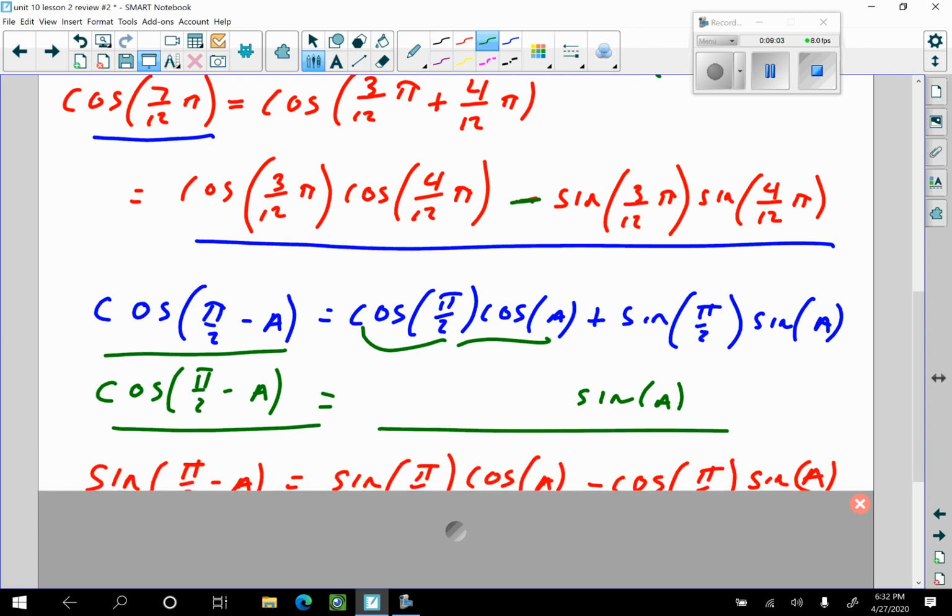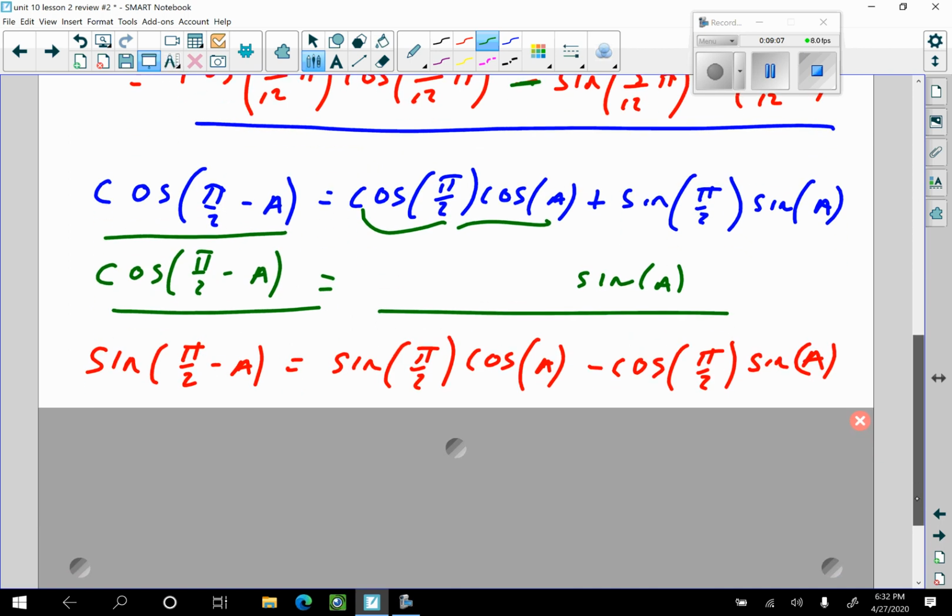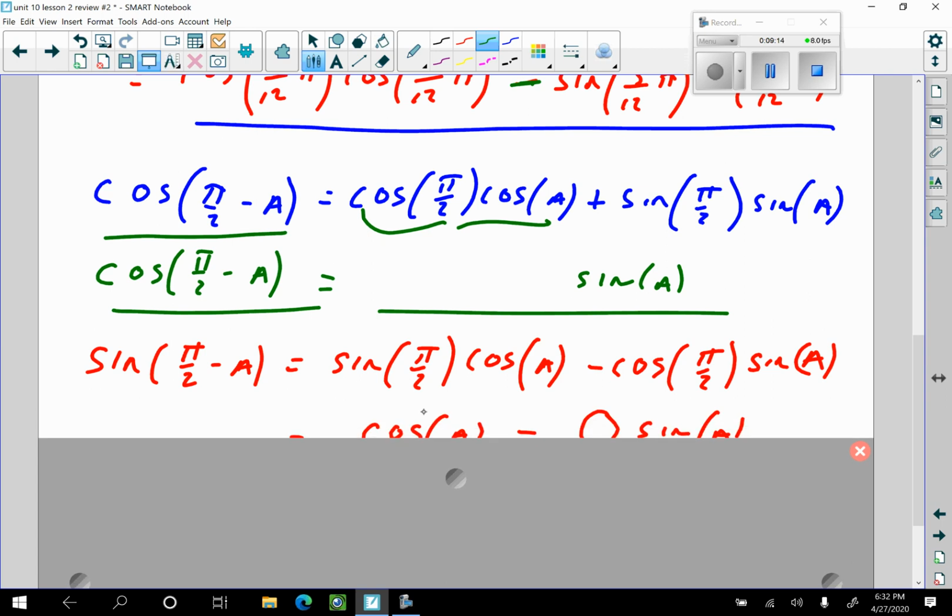Okay, so how are we going to apply that? Well, in like manner, what's the sine of pi over 2 minus a? If I'm going to do the difference of two angles, a minus b, that's going to be the sine of pi over 2 cosine of a, minus cosine of pi over 2 sine of a, looking at the formula from the first page, the sine of a minus b.